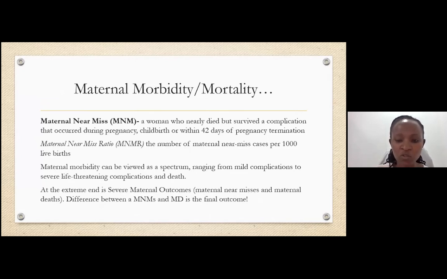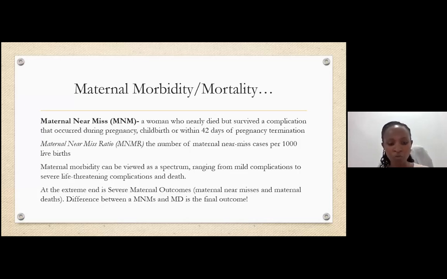Then we're not just talking about deaths, we are also talking about morbidities. And one of the severest maternal morbidities is termed maternal near miss. This is again defined by the World Health Organization as a woman who nearly died, but survived a complication that occurred during pregnancy, childbirth, or within 42 days of pregnancy termination. And the survival is either due to pure luck or chance, or due to the good care that they receive in the health facilities. So one of the indices used to measure maternal near misses is the maternal near miss ratio, which is the number of maternal near miss cases per 1,000 live births.